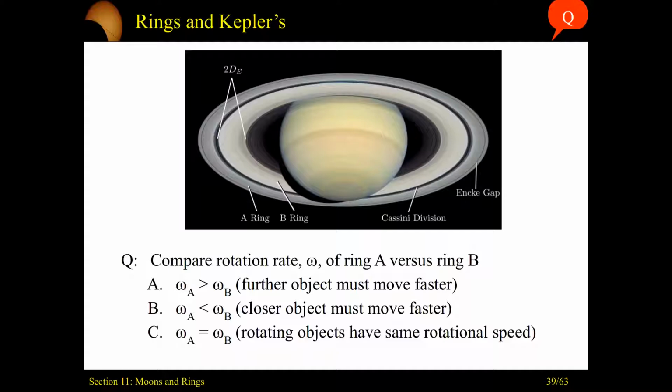Focusing on the A and B rings, B being closer to Saturn than A, let's ask about their rotation rates, or their angular velocities, and say, how do the rotation rates of A compare to ring B? Go ahead and pause and think about this one for a little bit and then come back. So, what are the answers? Should A be rotating faster or less than or at the same rate as B?